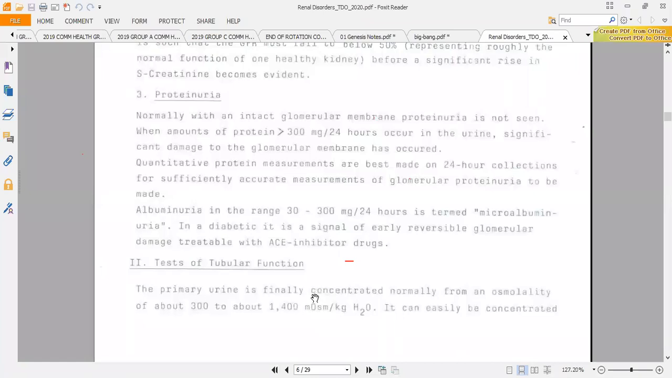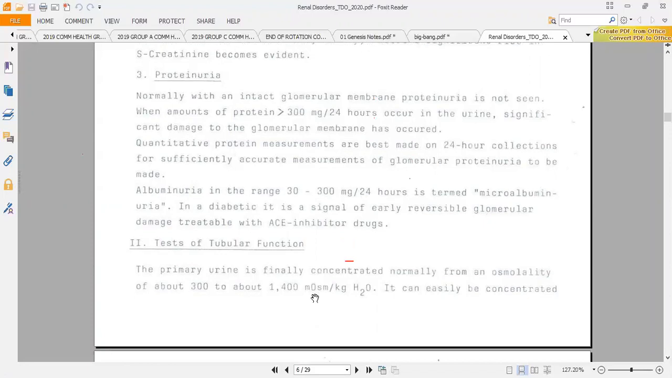If you say someone has proteinuria of plus one, it means that in the person's urine you have less than 300 milligrams in 24 hours. So it's either 300 milligrams or 0.3 grams in 24 hours, and that is plus one. So it's like this: 0.3, one and three. 0.3 is plus one, one is plus two, and three is plus three. You can review your notes for that. Okay, so we are done with the glomerular function. Now let's go to the tubular function.